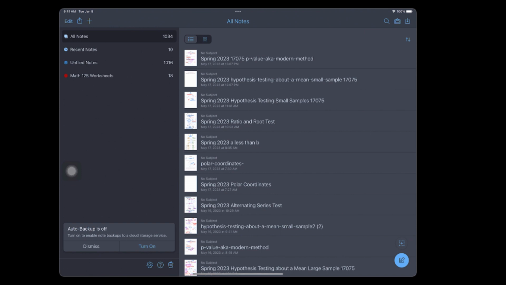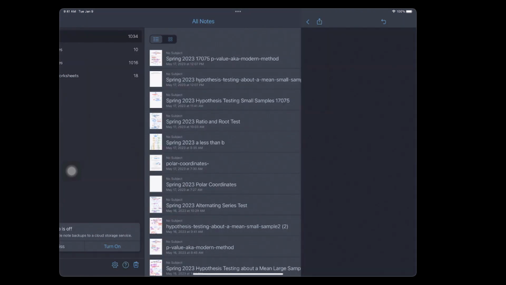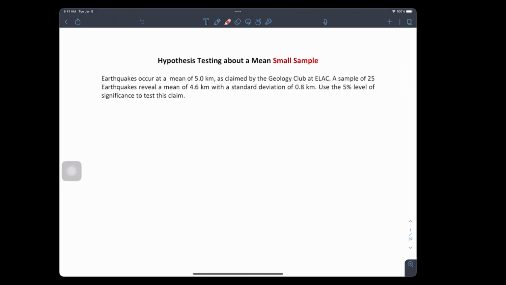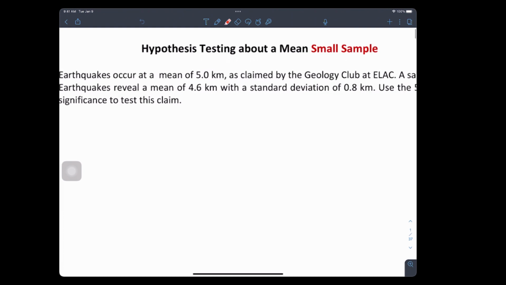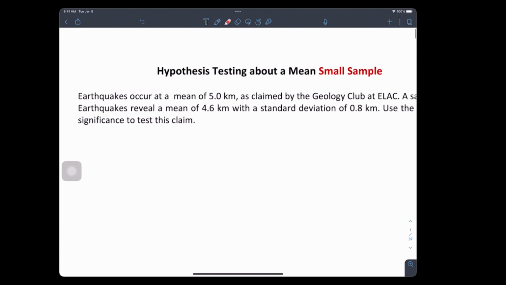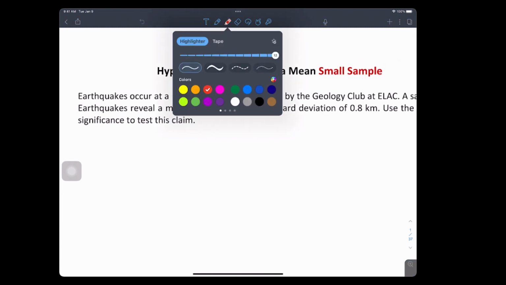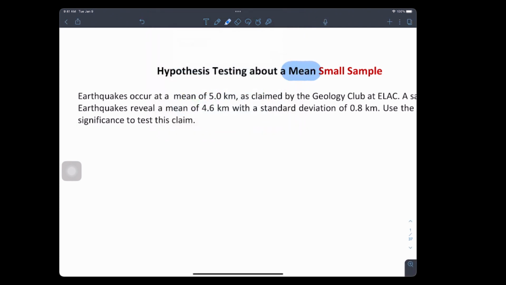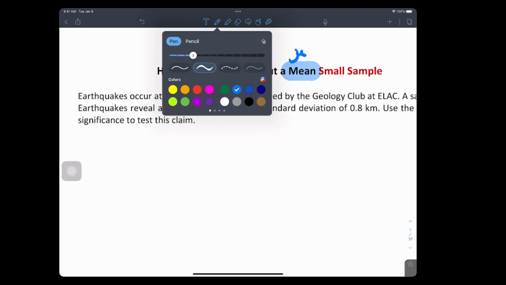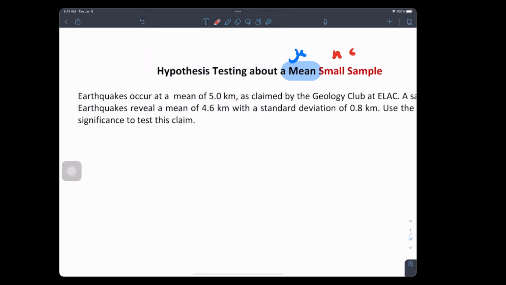Now let's put this all together so you guys can see it. And we're going to go to the dreaded earthquake question again, because, you know, this is California, and knock on wood, I hope it doesn't happen. But maybe you're into geology. This is hypothesis testing about a mean. Parameter is mu. What's a small sample? Yep. I'm still going to point that out to you guys, okay?